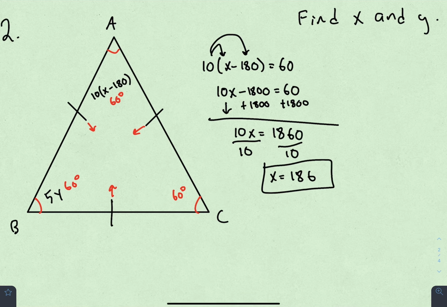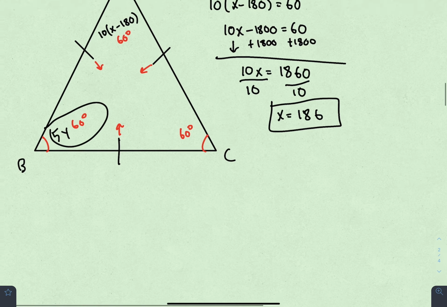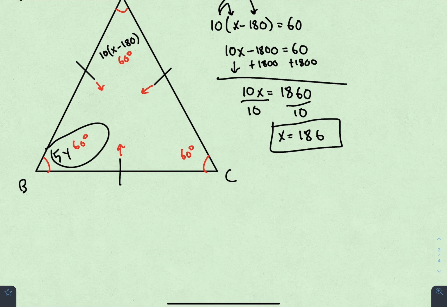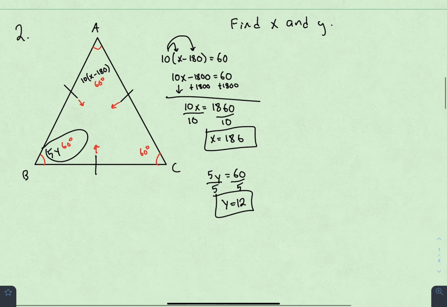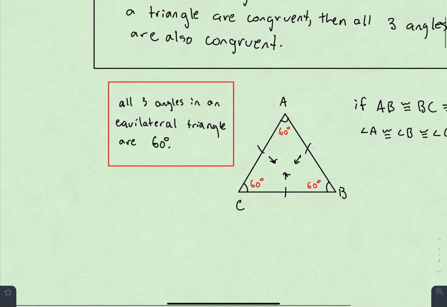Now if I wanted to find y, same thing here. We know that B is the same as 60 degrees, so 5y is the same as 60 degrees. I'm going to set those two things equal to each other. 5y is equal to 60. Divide both sides by 5, and I get y is equal to 12. Very simple stuff. So again, this is easier than isosceles triangles, but the important thing to remember is this right here: all three angles in an equilateral triangle are 60 degrees. That'll help you solve a lot of problems. So make sure you have that written down. Write down any questions you have, and I'll see you in class.